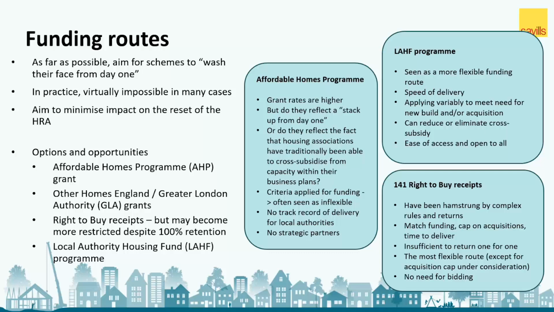However, one-for-one right to buy receipts are the most flexible route, except for the acquisition cap, which we know is under consideration. But one-for-one receipts are the most flexible route open to an HRA. We can commit 100% of funding right to buy to all of our new build or acquisition, and there is no need for bidding. We have it within our gift to reinvest those receipts as we see fit.